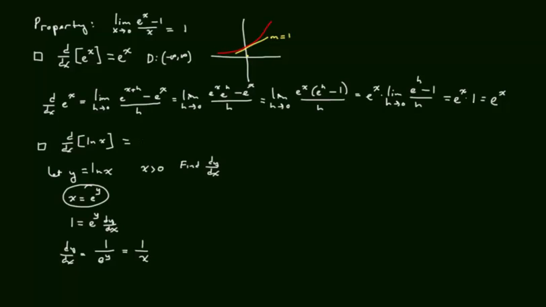Isn't that nice? The derivative of the natural log of x is 1 over x, and the domain of that is that x is greater than 0.